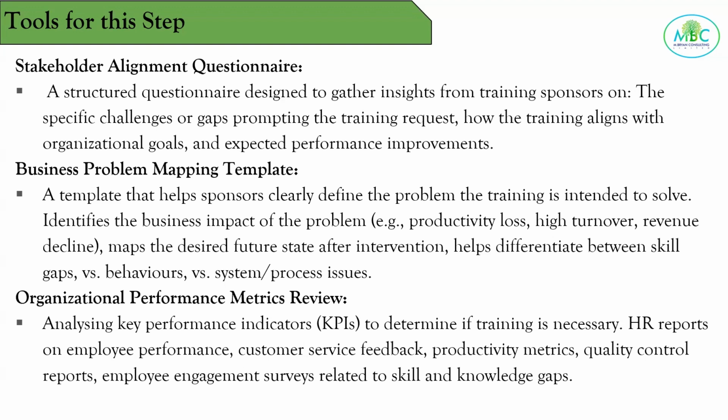Then the third thing, you could also use what we call the organizational performance metrics review. What you do is analyze the KPI. In looking at the KPI, it helps you determine, is training really the best intervention for this? Maybe through the reports from HR on the employees' performance, or through the feedback you get from customers about the employee, depending on the KPI you're using.